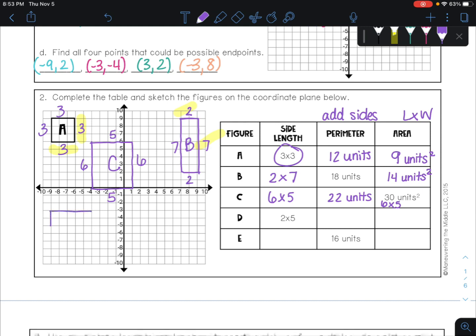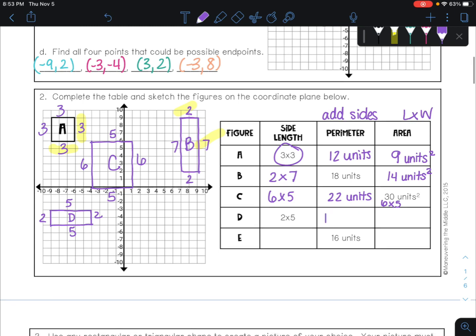1, 2, 3, 4, 5. 2 by 5, and that's going to be shape D. These are 2. These are 5. Okay? The perimeter is if I add all the sides. So 5 plus 5 is 10, plus 2 is 12, plus another 2 would give me 14 units.